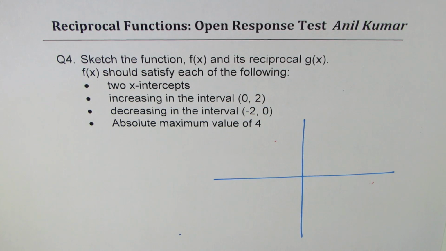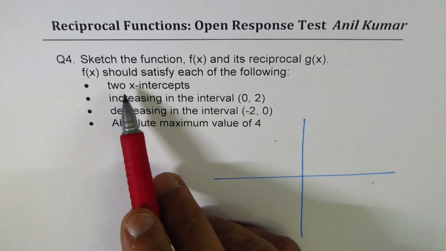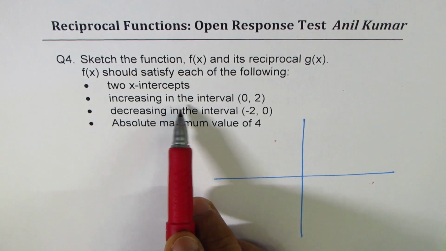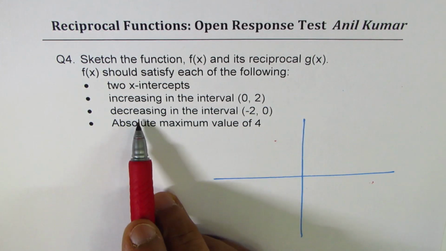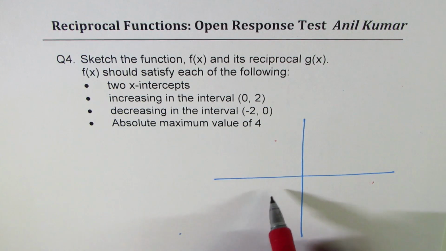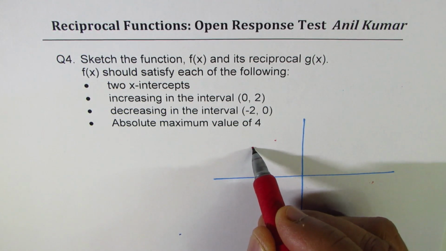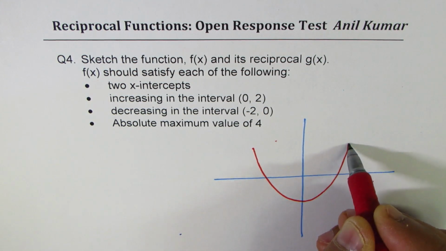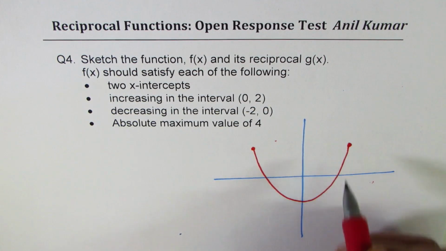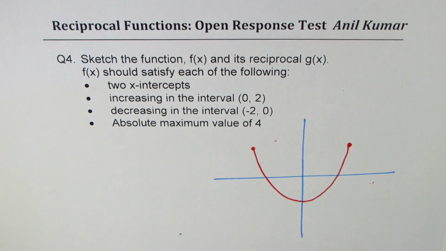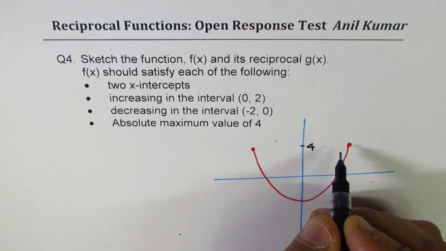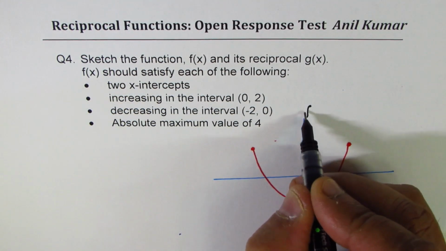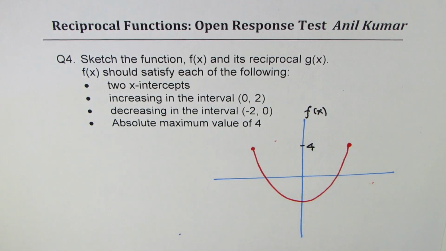Okay, so we are given absolute maximum of 4. Okay, and 2 x-intercepts, increasing in the interval 0 to 2. So it's increasing this side, however decreasing on the other side, from interval minus 2 to 0. So let us say we graph a function which is kind of like a parabola, up to this point. Since we are also given that the absolute maximum is 4, to make things simple, we can graph a function, with these properties of f of x, which is an even function as shown here.